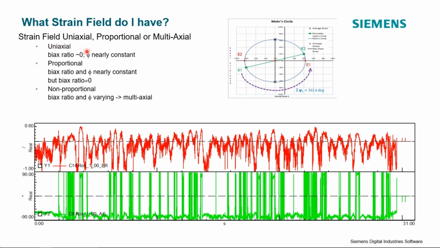So for a uniaxial strain field, our ratio is about 0 and our principal angle is nearly constant if we were to plot it versus time. For a proportional strain field, the biaxiality ratio and our angle are nearly constant, but the ratio does not equal 0. And for non-proportional loading conditions, the ratio and the principal angle are varying with time. And this is essentially our multi-axial loading condition, or indicates a multi-axial loading condition.